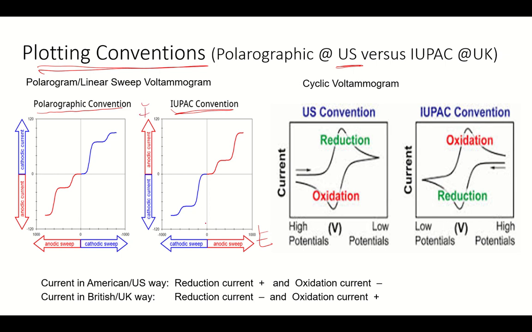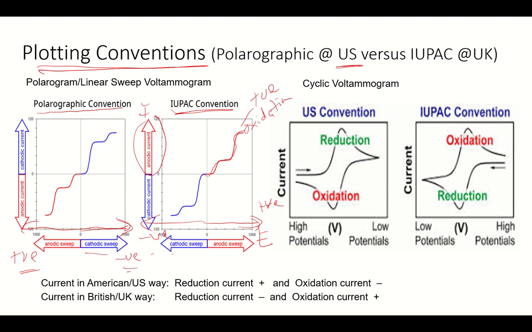Okay, on this E axis, the right direction is the positive potential and the left is negative. But for polarography, the US style, the negative direction is on the right-hand side, so this E is the positive direction, opposite. When you see the plot of current increasing upward, this is the positive current, so this is the oxidation process.